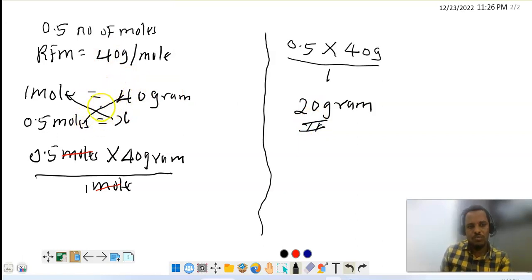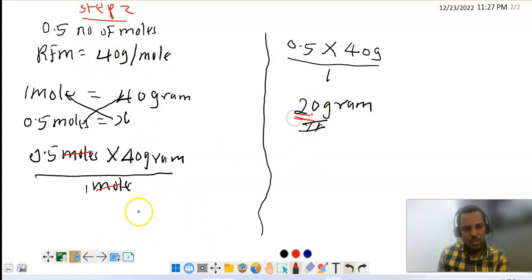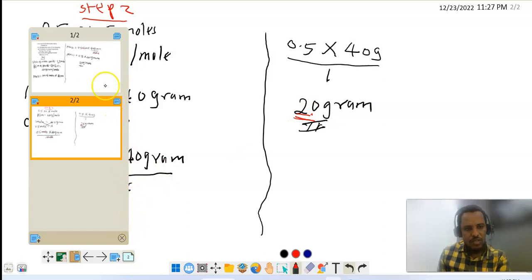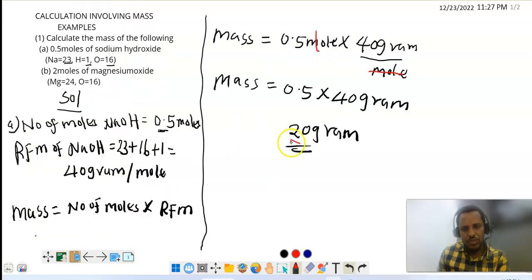This is step 2, and the previous one was step 1. So the answer is 20 gram. This is our answer, 20 gram. So our previous answers, let us see it. It was also 20 gram.